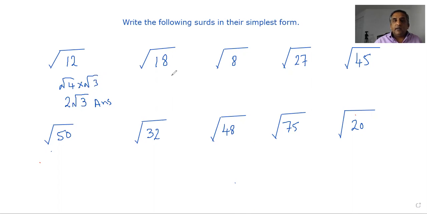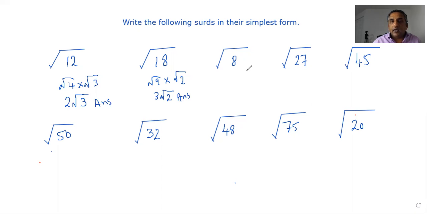Now I'm going to do the second one, 18. We have to look for the best timetable which goes into 18. I know that square root of 9 and square root of 2, when we multiply them, we'll get 18. So we can divide square root of 18 into two parts, square root of 9 times square root of 2. When you square root 9, we get 3, and then square root 2. So once you simplify square root 18, we get 3 square root 2.